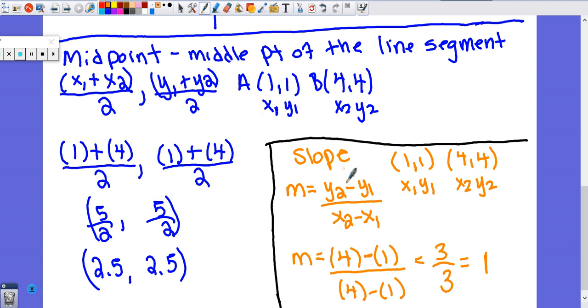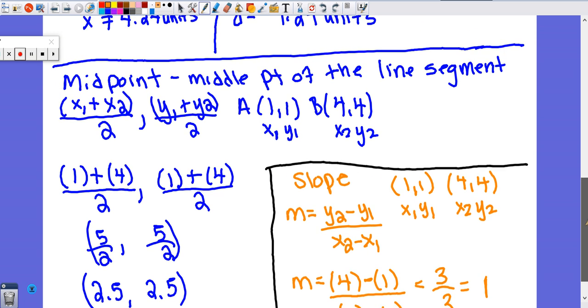This one and this one may be on your formula sheet, and we probably discussed it. Well, I know we've discussed it in class, so you can just look at it and see which ones you have to memorize and which ones you don't.